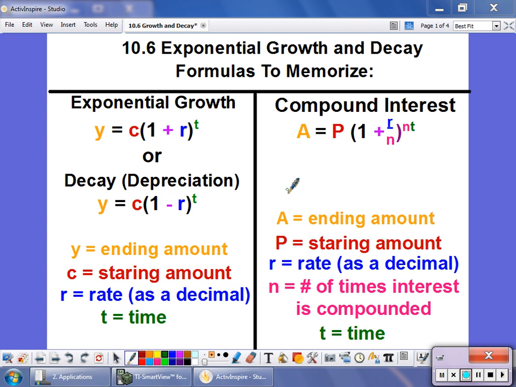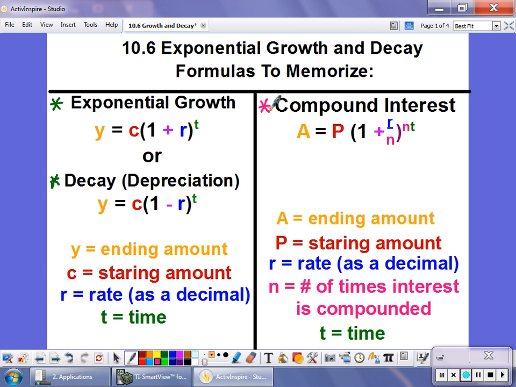There are three formulas we have for exponential growth and decay. These first two formulas are going to be used in almost every situation, exponential growth and decay. There's a third one that's going to be used in one very specific situation, which is just for compound interest. And we'll see the difference in these problems as we go through.